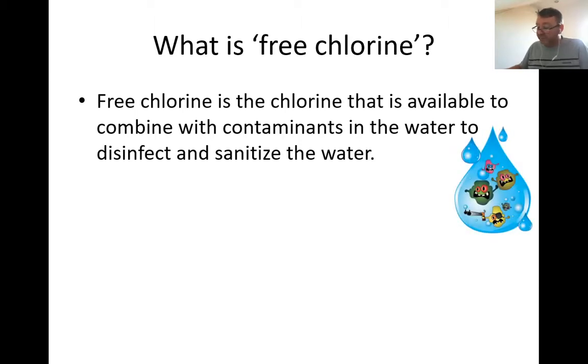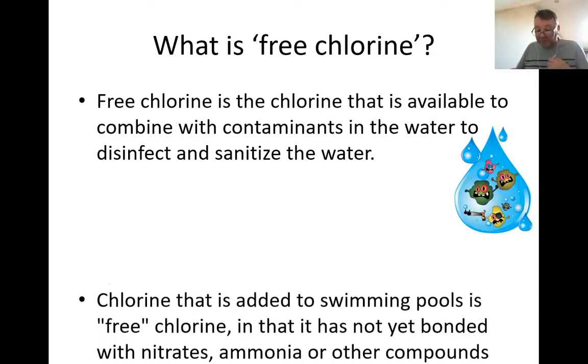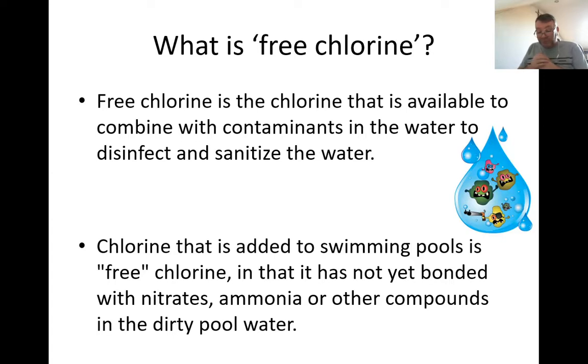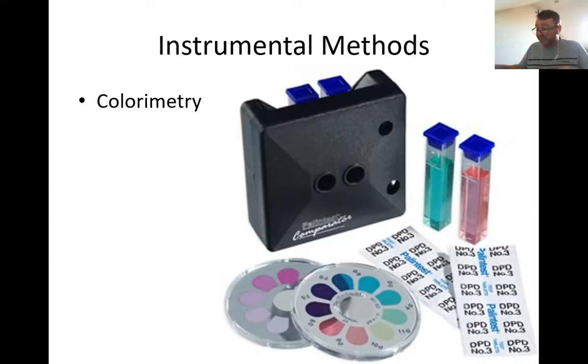So for example, if you have a body of water with these little pathogens here, it's only the free chlorine, see those bubbles? It's only that free chlorine that can actually attack those and kill them, and therefore sterilize or disinfect a body of water. Chlorine that is added to the swimming pool is free chlorine, in that it has not yet bonded with nitrates or ammonia or other compounds in the dirty pool water. So free means free, it means available. It's chlorine that's available to tackle the pathogens or any other things in the water that will pollute that body of water. So there it is, there's your comparator.